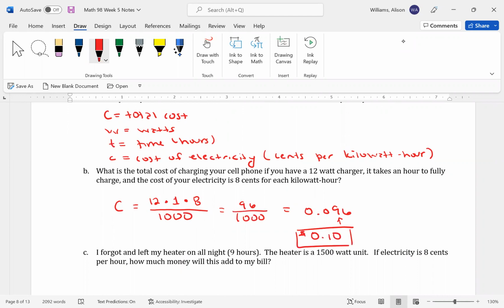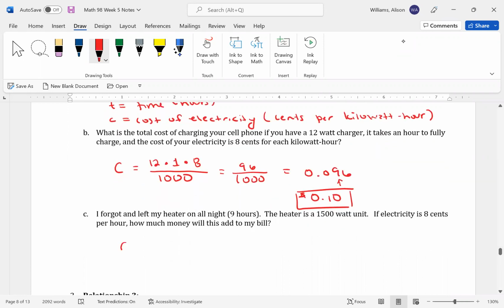Nice. I forgot and left my heater on all night, 9 hours. The heater is a 1,500 watt unit. If electricity is 8 cents per hour, how much is that going to cost? Okay, so still using this formula. C equals, this time, 1,500 watt heater times 9 hours. Wow, it's a long sleep. 8 cents per hour. I guess I shouldn't judge. Some people need more sleep than others.